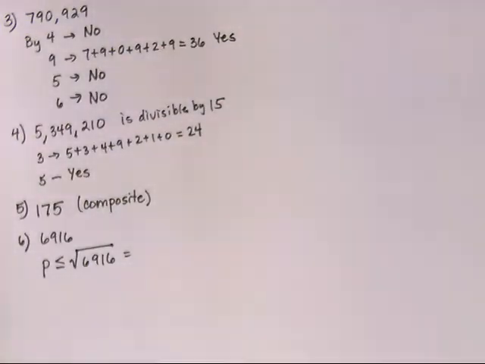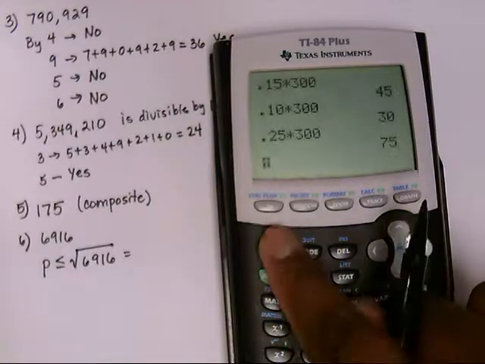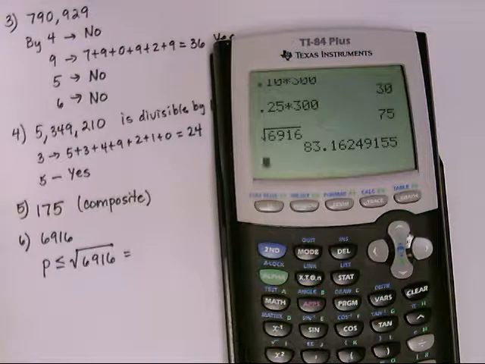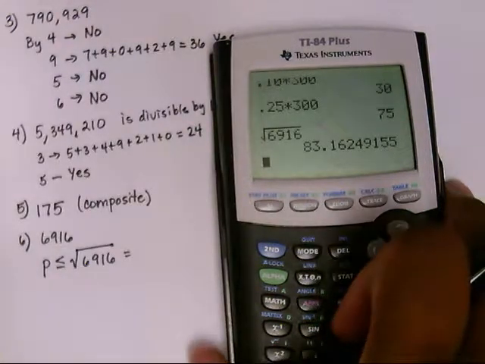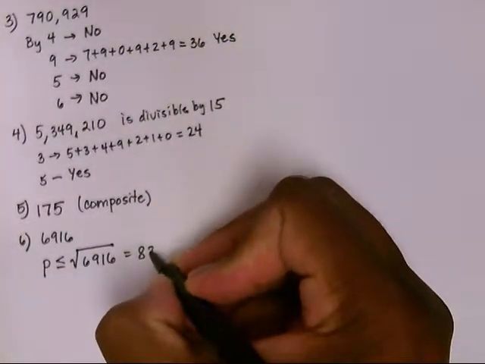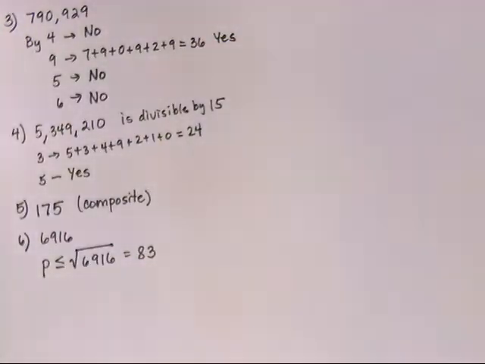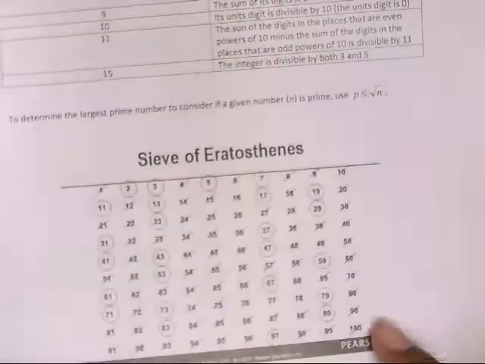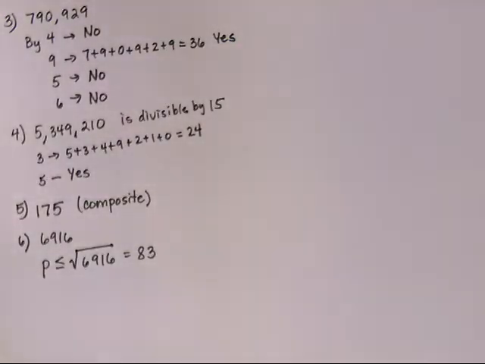And on the calculator, you can do the square root of 6916. And I come up with 83.16249155, which I'm going to round to, let's say, 83. And is 83 a prime number? Well, based on this sieve of Eratosthenes, 83 is prime. So that would be the largest prime number that we can use to test whether 6,916 is prime.